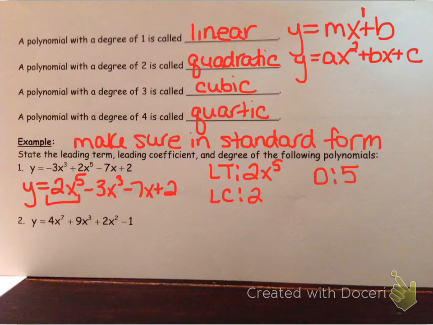The second question was already in standard form, so you can just go straight to the answers. The leading term of that is the whole 4x to the 7th. The leading coefficient is 4, and the degree is 7. Okay, so nice and easy so far, right?